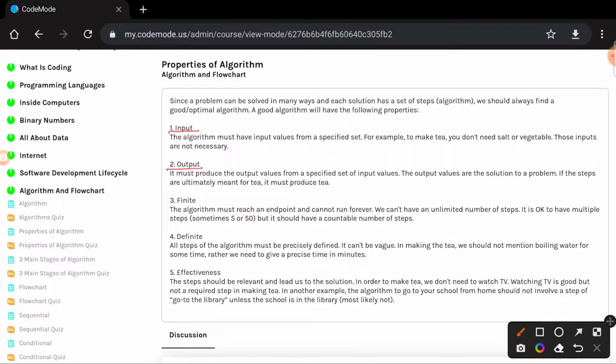Third characteristic is it must be finite. Finite means number of steps should be countable. You cannot use infinite number of steps, and those steps must lead you to making the tea. So, and this is very important, the number of steps should be finite.